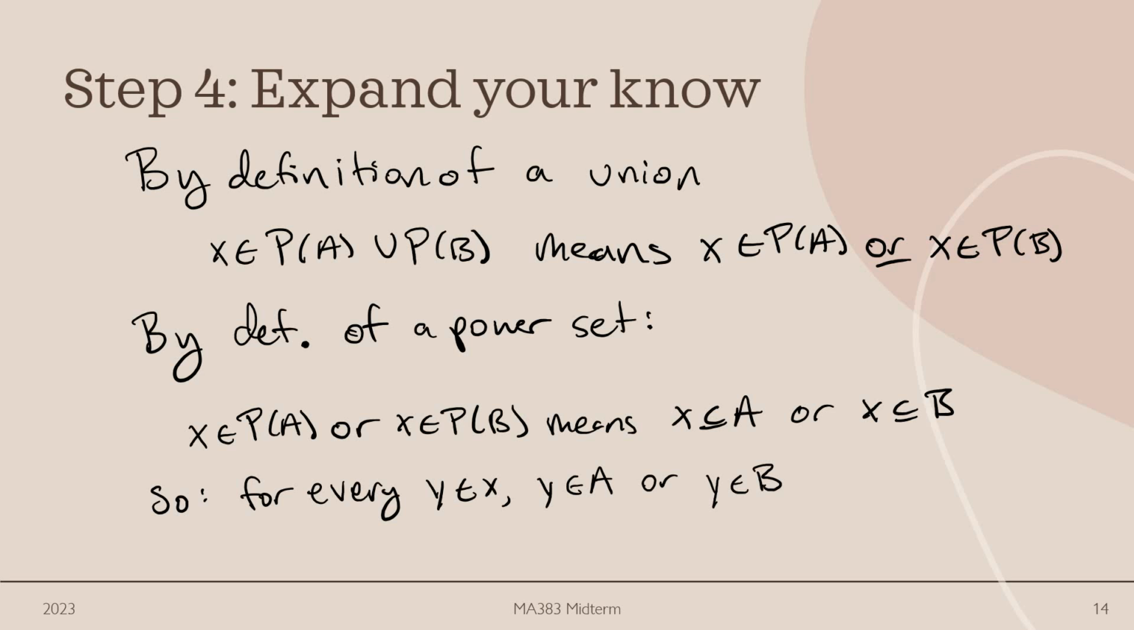Now, by definition of a subset, for every y element of X, y is also an element of A, or it's an element of B. So this is our expanded know: we went from knowing that X is an element of the power set of A union the power set of B, to for every y element of X, y is an element of A or y is an element of B. By expanding our know, we're able to get more information out of the statement. We're able to break it down to its baser level.